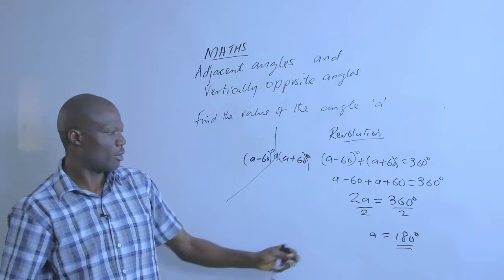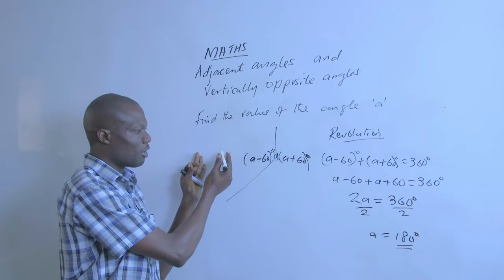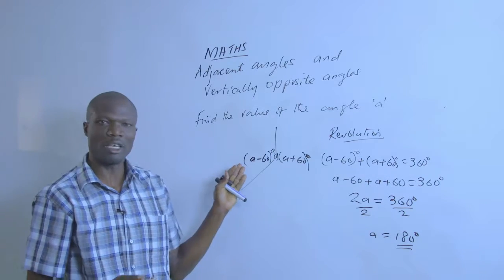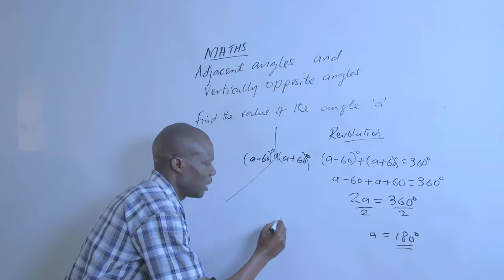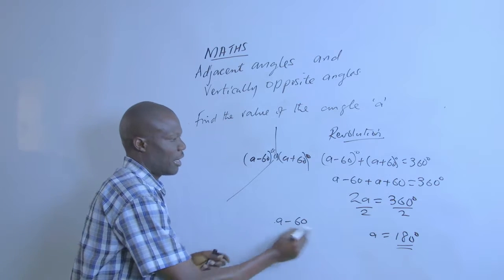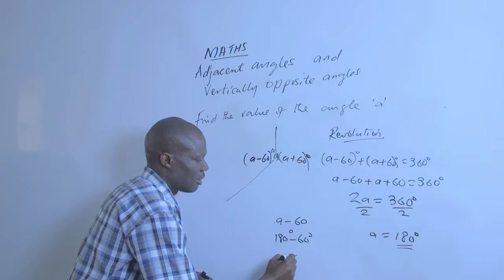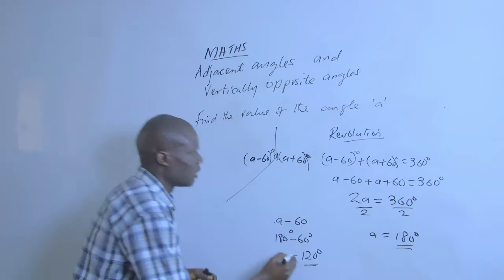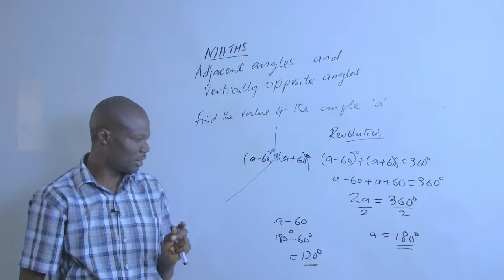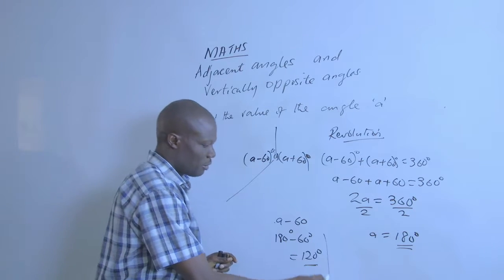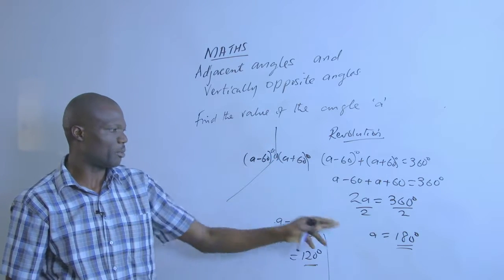degrees. Now, if A is 180 degrees, the size of this other angle, which was given as A minus 60, we shall find by saying A minus 60 degrees, and A is 180. Therefore, 180 minus 60 degrees will give us 120 degrees. So the size of this angle here is 120 degrees.